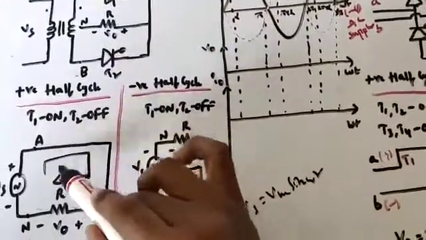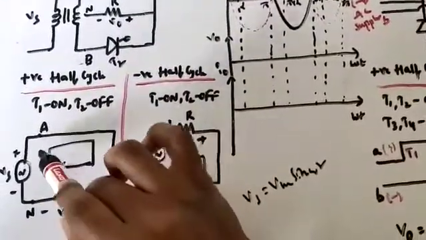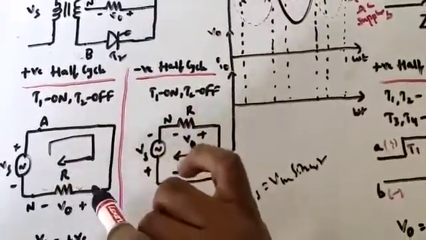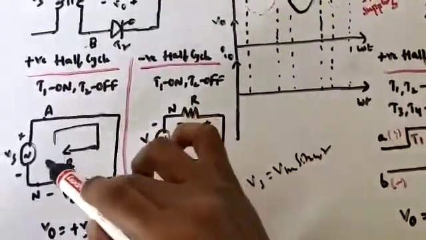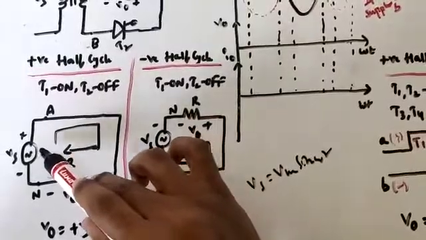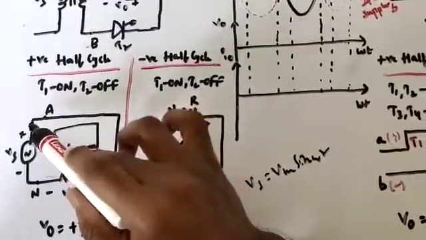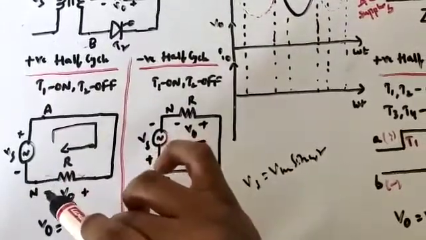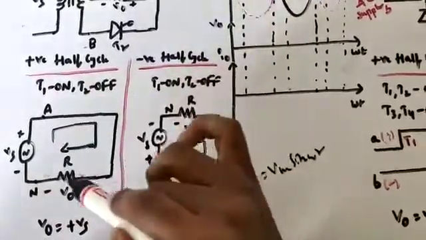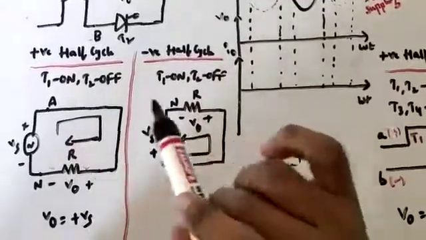That is what I have represented here, and the current flows in this particular fashion. If you apply KVL, V naught equals positive Vs. Whatever the supply voltage is, that supply voltage appears across the load. A appears here and N here, so VAN is nothing but Vs. So V naught equals positive Vs.